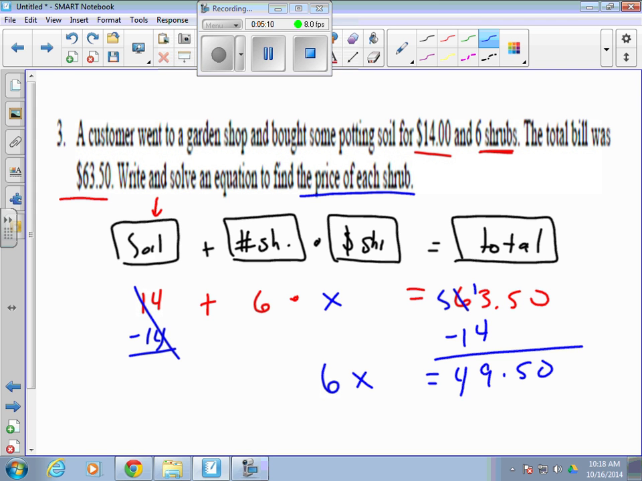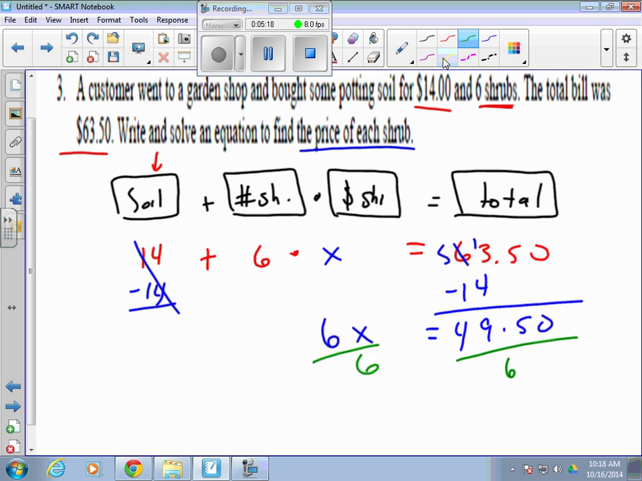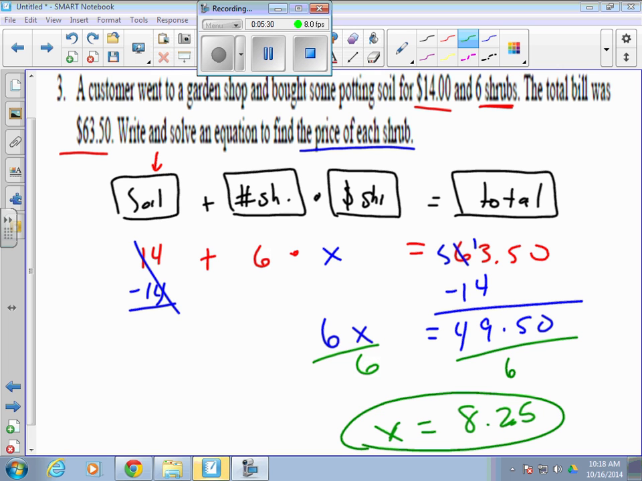Then get rid of 6 times something by dividing by 6. $49.50 divided by 6, I'm assuming it is 8. It is $8. X is going to be $8.25. So what that's saying is that every shrub, or the cost of each shrub, is $8.25.